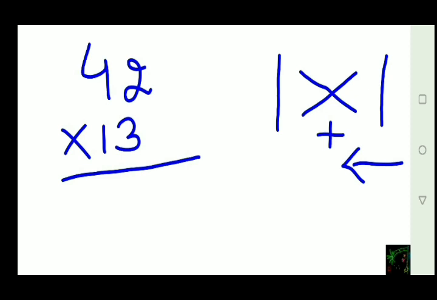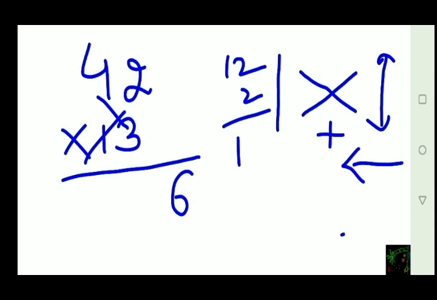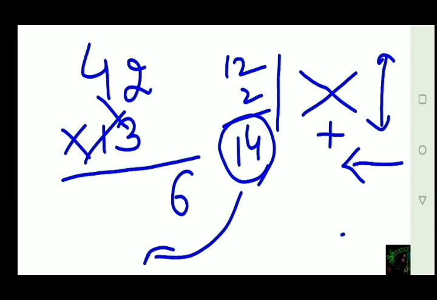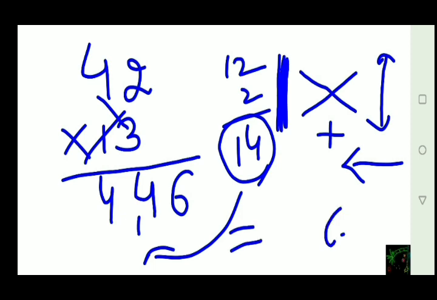Let's solve the example. Vertical numbers here are 3 2s are 6. Clear? And next, crosswise numbers: I have 4 3s are 12 and 2 1s are 2. So on adding I am getting 14. I will write 14 here, carrying 1 as a prefix, and in the end, the vertical numbers: you have 4 into 1, 4 1s are 4. So our answer is 645.